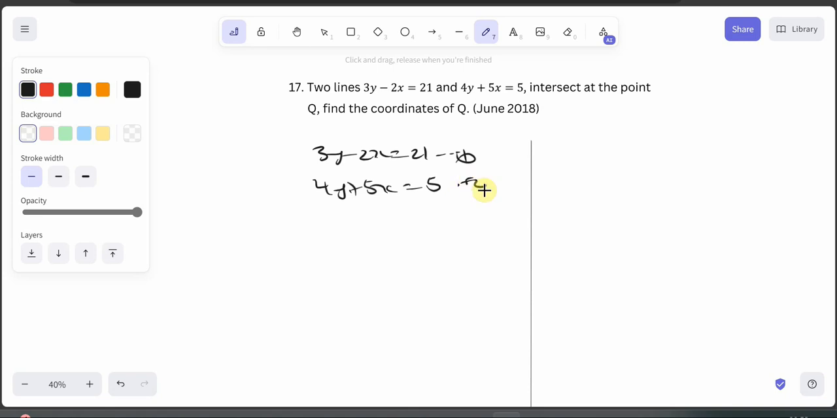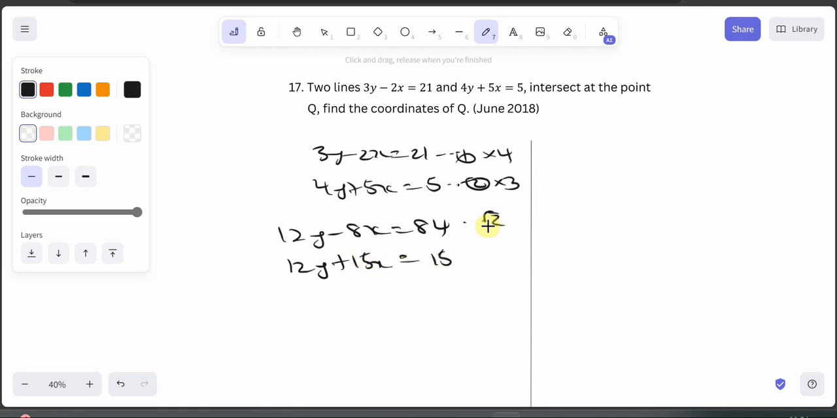These are equation 1. These are equation 2. They have two different coefficients. So let me just use the elimination method. So let me eliminate y. So I'll multiply equation 1 by 4 and equation 2 by 3. That will be 12y minus 8x is equal to 84. And this will be 12y plus 15x is equal to 15. This will be my equation 3. And this will be my equation 4.